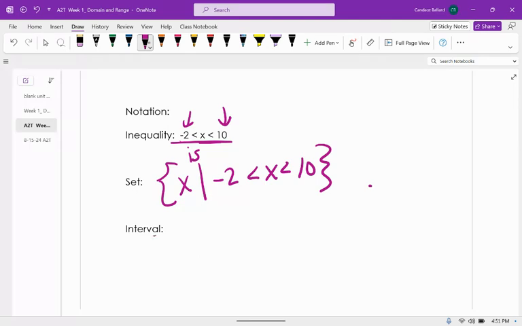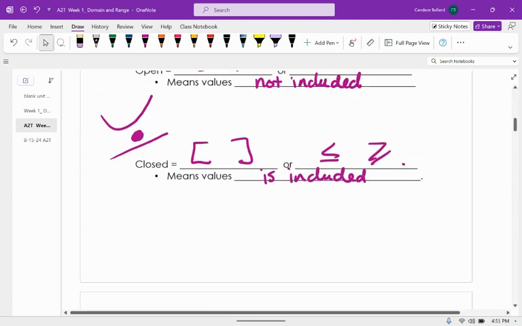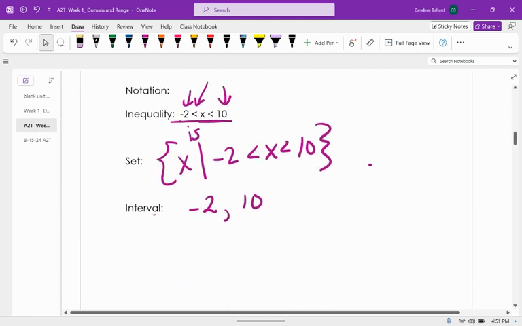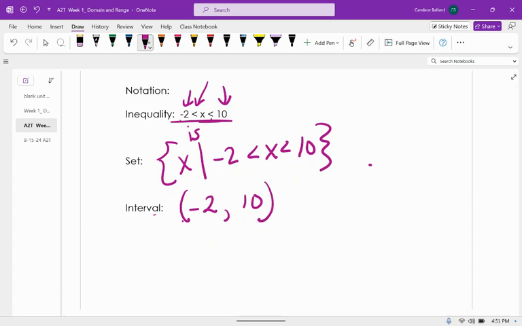Interval notation, however, is you use the same numbers. So our smaller number is -2 and our bigger number is 10. When we have a less than, that's the same as open. So for open, we use a parenthesis. So we use a parenthesis, so it's open. And again, it's a parenthesis, open. If that had an equal sign, we would have used a bracket. So it kind of looks like a coordinate. It's not. It's called interval notation.